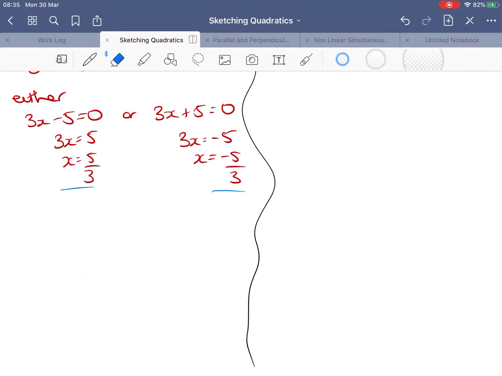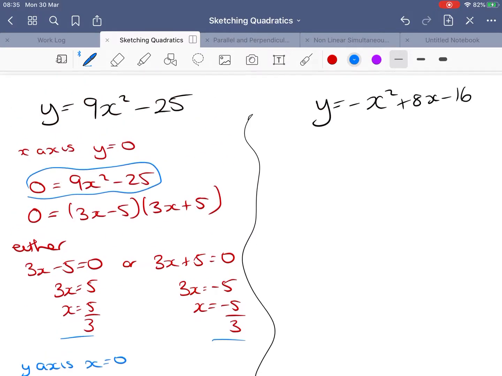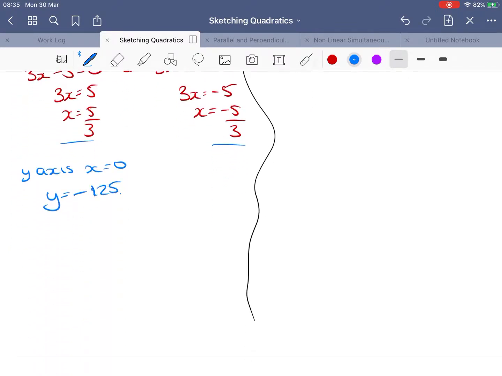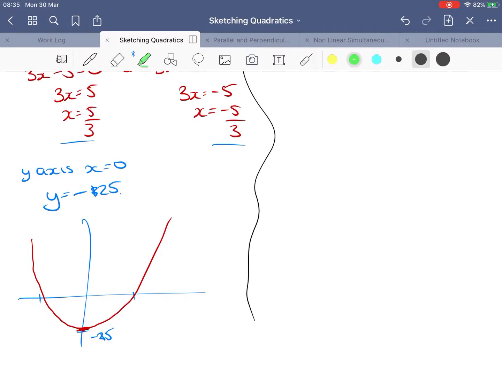So we know where it crosses the x-axis. We can set on the y-axis x equals 0. So y is going to be 9 lots of 0 squared minus 25, which is just minus 25. Oops, don't know why I wrote 12. And then we can plot it: 5/3 and minus 5/3, and it crosses at minus 25. And so it's just going to be a quadratic that looks like that. And this time, the lowest point is at minus 25, but only because that is halfway between your minus 5/3 and 5/3. Okay.